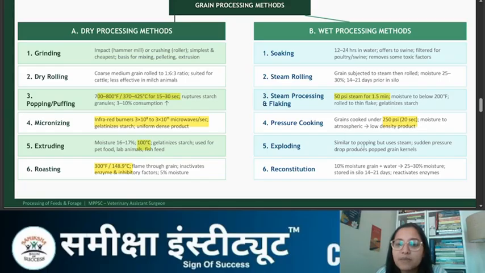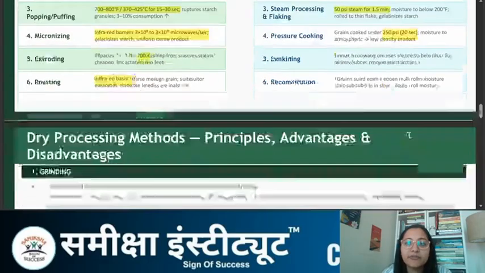Exploding is similar to popping, but here we will use steam. So the temperature will be similar to popping. In exploding, sudden pressure will be used on the popped grain kernels. Then reconstitution, again using moisture. Moisture is increased from 10% to 12 to 30%. This will reactivate the enzyme. So this was the important dry processing and wet processing methods.